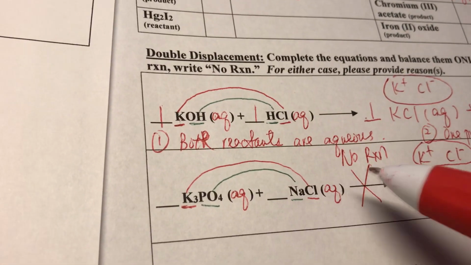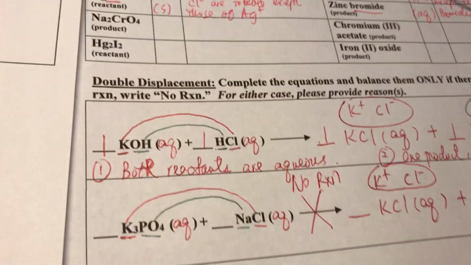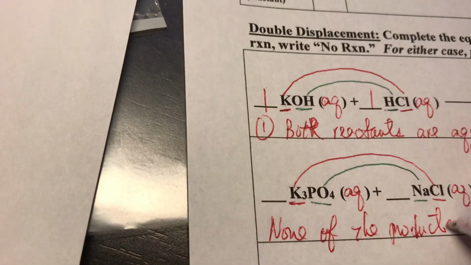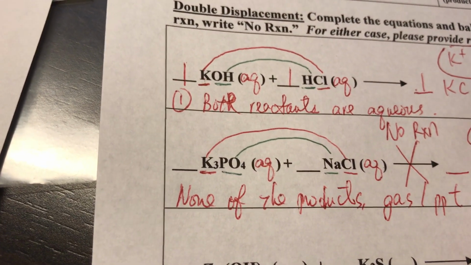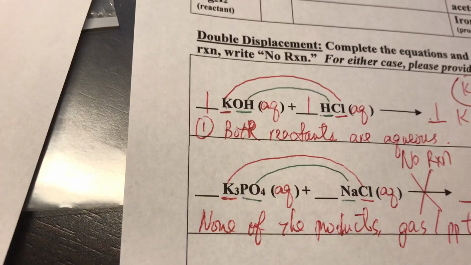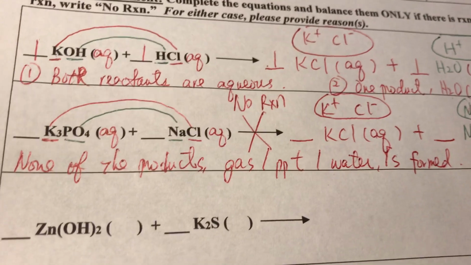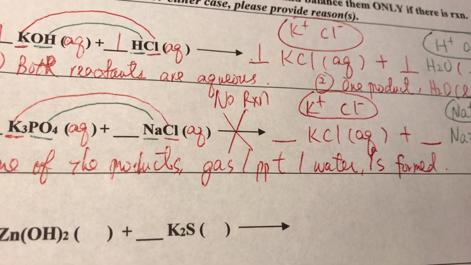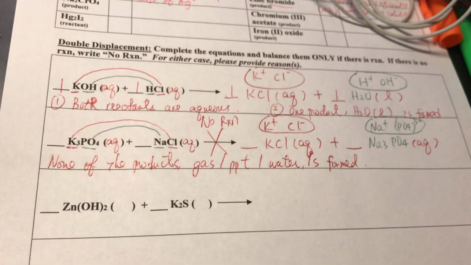Now, the reactant is good, right? I don't need to talk about the reactant, but I'm going to talk about the product part. What's wrong with that? I will just have one reason, because nothing is wrong with the reactant. The reason for the product part is none of the products, gas or PPT or water, is formed. None of the product, gas or PPT or water, is formed. So this has no reaction.